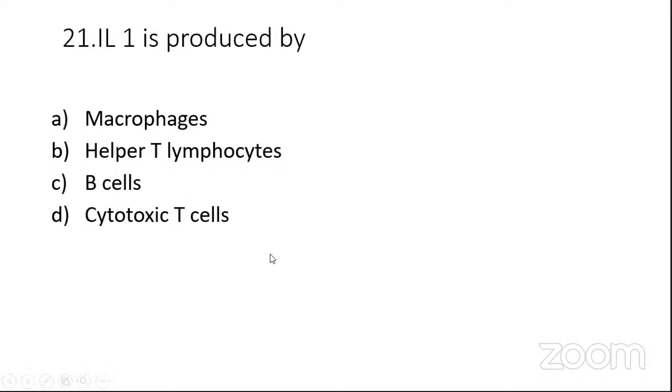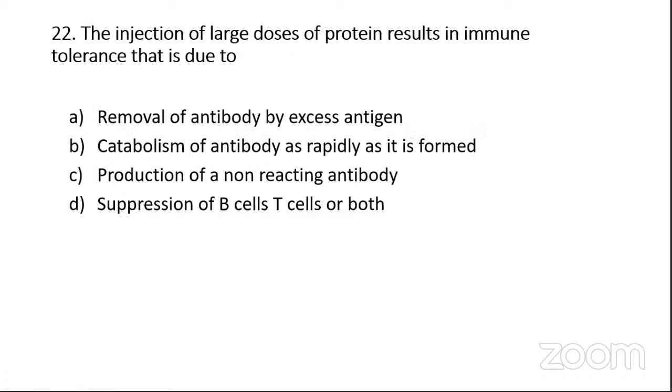Interleukin 1 is produced by which cells? Macrophages. The injection of large doses of protein results in immune tolerance, and that is due to removal of antibody by excess antigen, catabolism of the antibody as rapidly as it is formed, production of a non-reacting antibody, suppression of B cells, T cells, or both. May be high dose tolerance and low dose tolerance. When there is a large dose of protein, instead of stimulating an immune response, it may lead to tolerance. So suppression of B cells and T cells or both can occur, and that is called high dose tolerance.